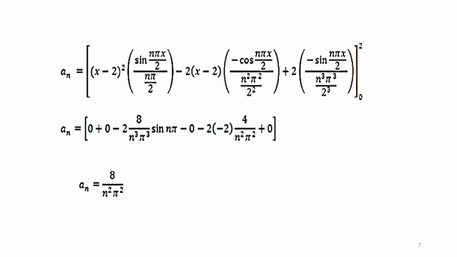Okay, then what are the values you will be having? This sin n pi will also become 0, so in total you will get minus into minus, plus 2 into 2 is 4, 4 into 4 is 16 by n square pi square. This is the value you will be getting.